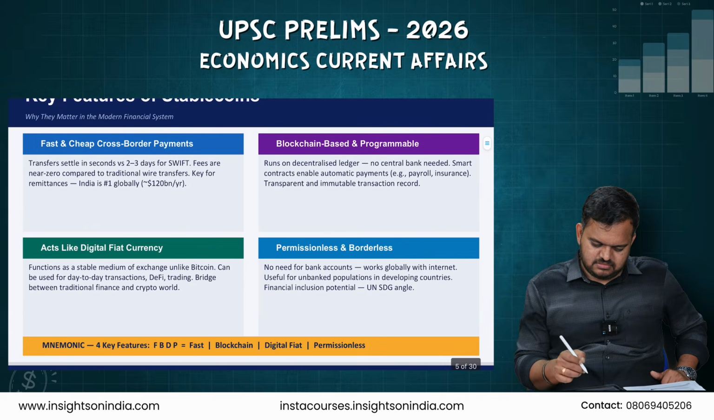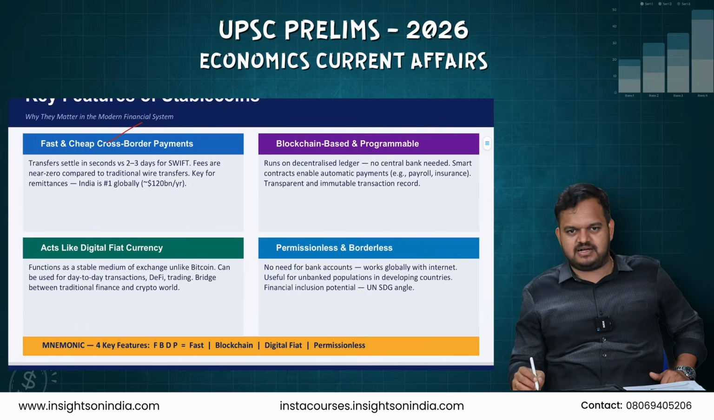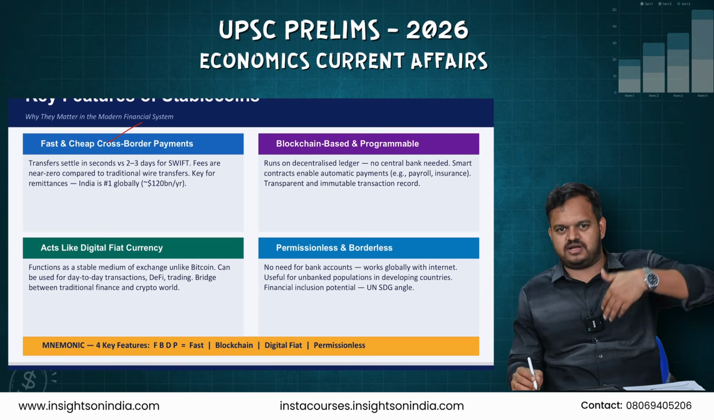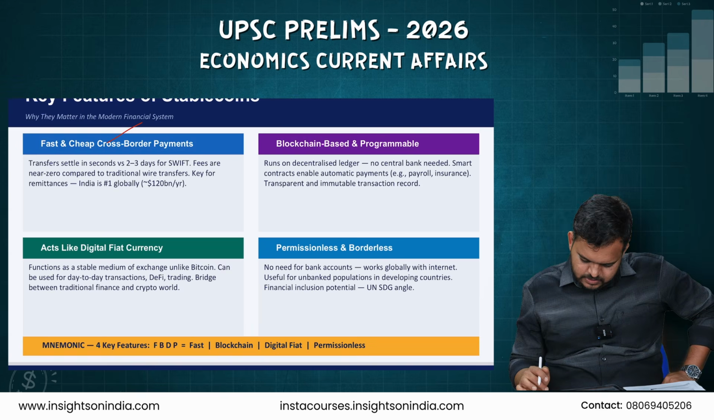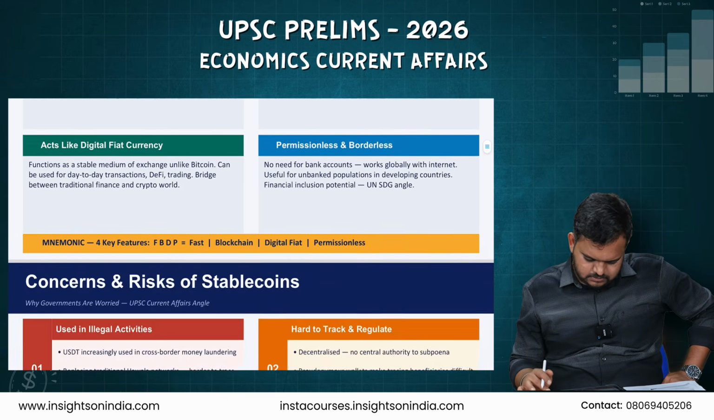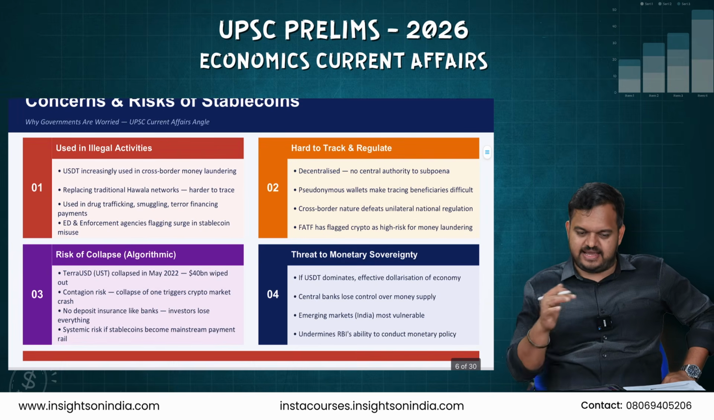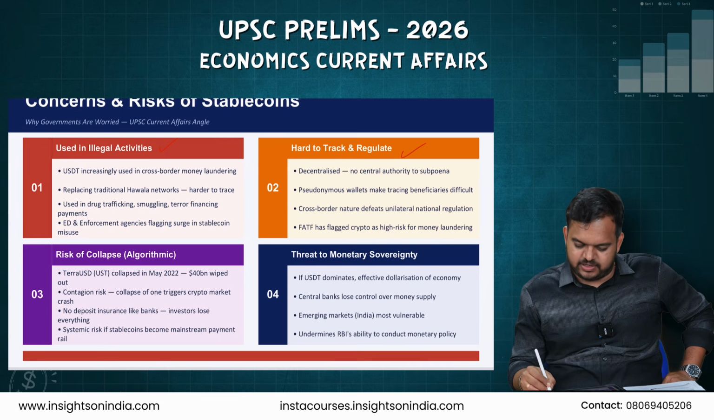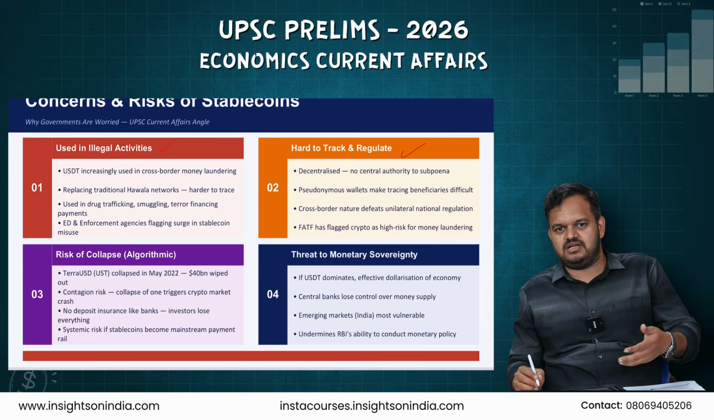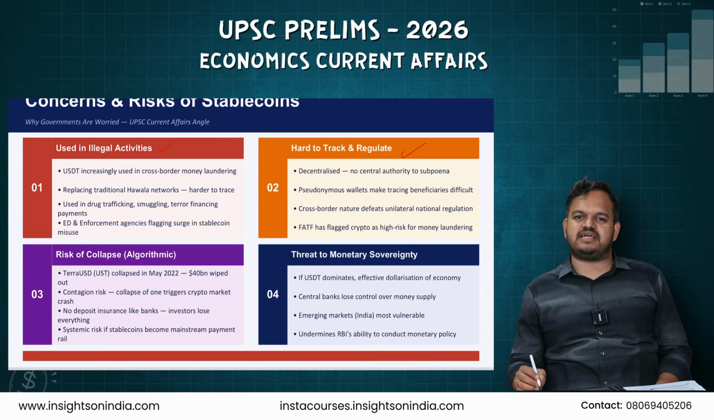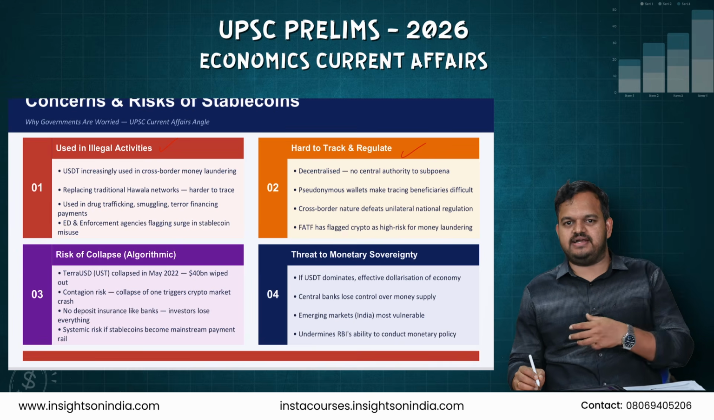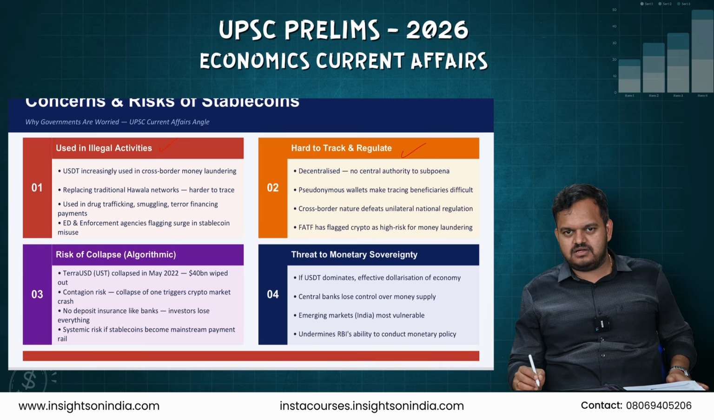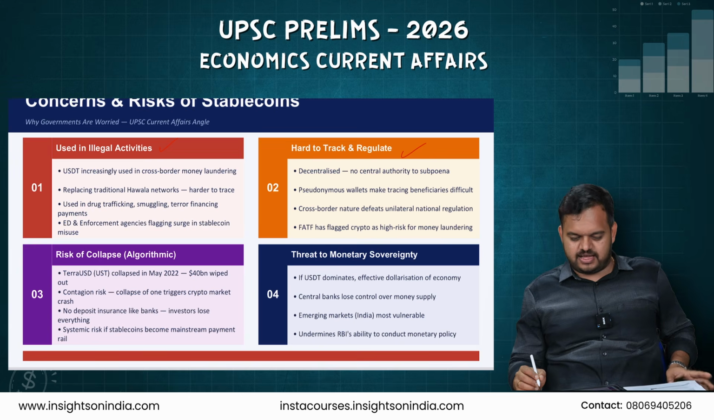Key features, again: fast and cheap cross-border payments. You can just send or receive the stable coins. Concern, again: uses for illegal activities. It is hard to track because this anonymous crypto market is not regulated by any government. So it happens in anonymous channels. It is not under the control of any central bank, so it is difficult.